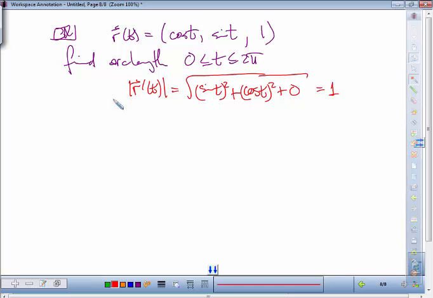So that's it. We're just going to integrate. So the arc length is going to be the integral from 0 to 2 pi of 1 dt. That's just t from 0 to 2 pi. So that's just 2 pi. So it turns out that the length of a helix going from 0 to 2 pi is really the circumference of the circle.